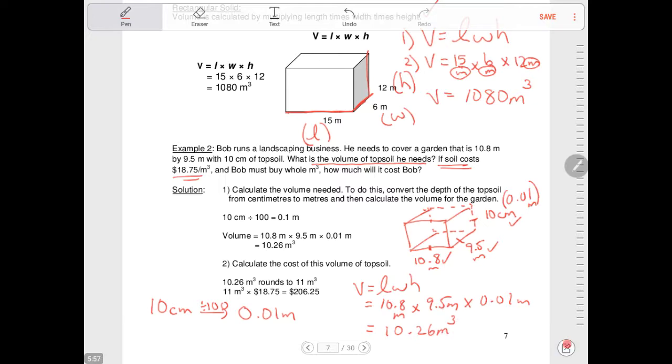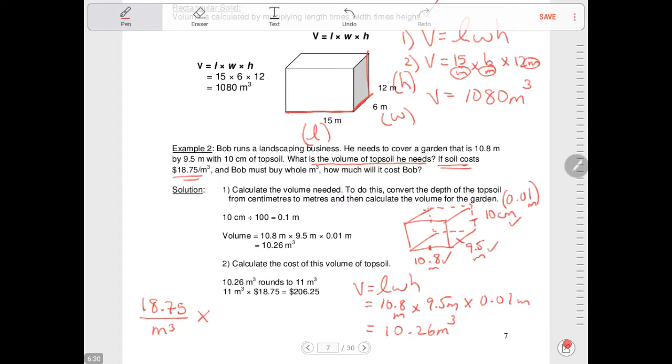Now, to answer the final question, it says they want to know how much this is going to cost. Well, we have a unit price here. We know that it is $18.75 for each meter cubed. So that means if you had 1 meter cubed, it would cost you $18.75. If you had 2 meters cubed, you would simply go 18.75 times 2. Well, in this case, we have $18.75. We're going to simply multiply that by, let's see here.